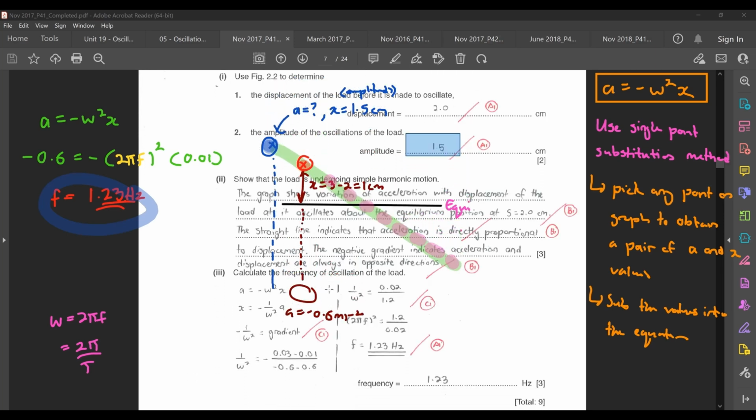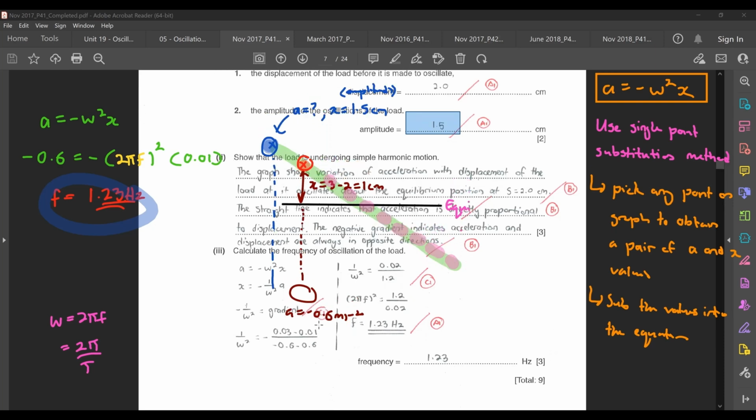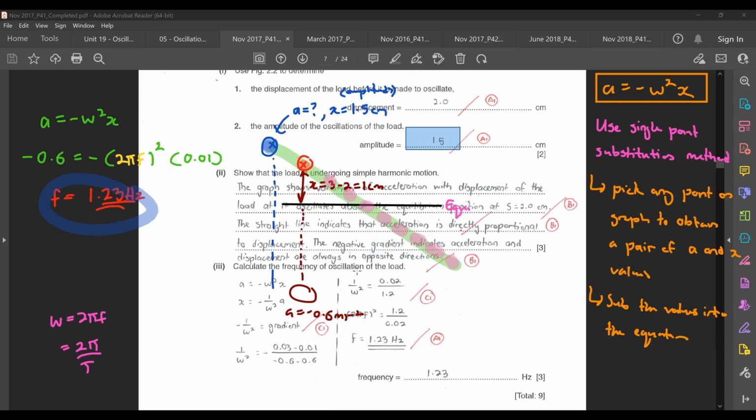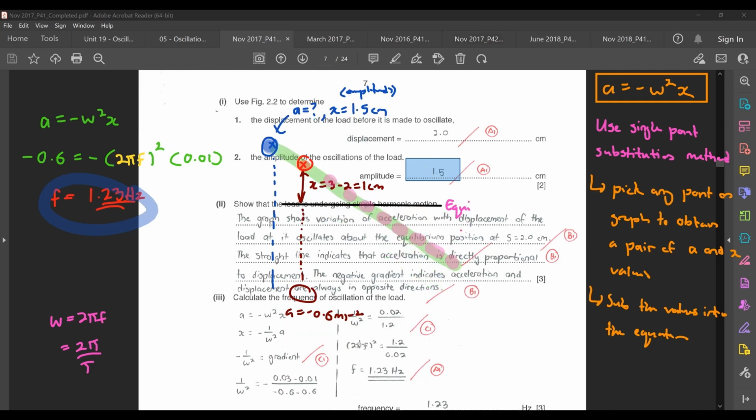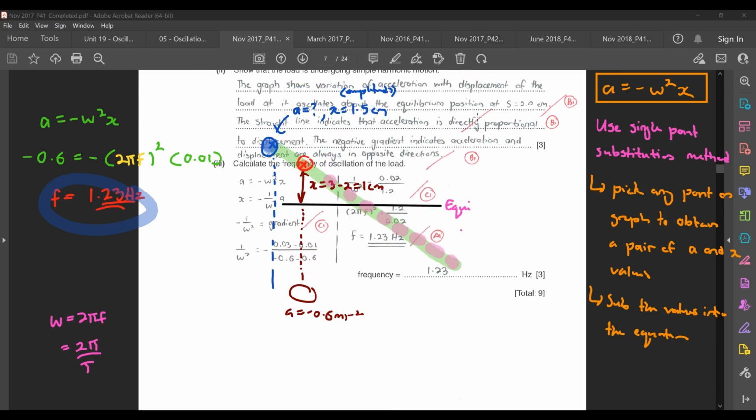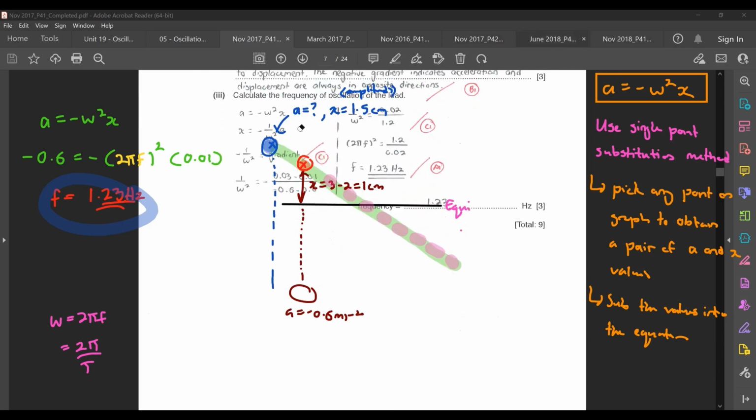All right. And there's another different method to this. This one is the one actually used by the marking scheme. This is you trying to equate it to y equals mx plus c. So what we mean by that is something like this. I'll show you the method also. What they essentially do here is say that a equals negative omega squared x, and then they rearrange it such that x equals negative 1 over omega squared times A, because they want to compare it to the equation of a straight line.